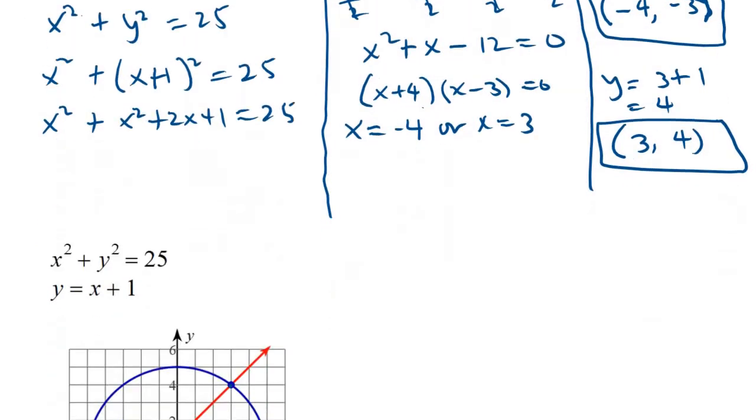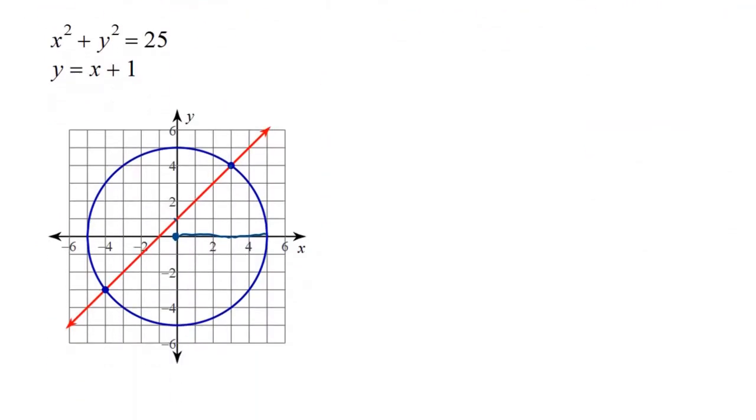Here is the graph of the line and the circle. We see this line has a slope of 1 and a y-intercept of 1. And the circle has a radius of 5, because the general formula for a circle is x squared plus y squared equals r squared. So our radius in this case is 5.